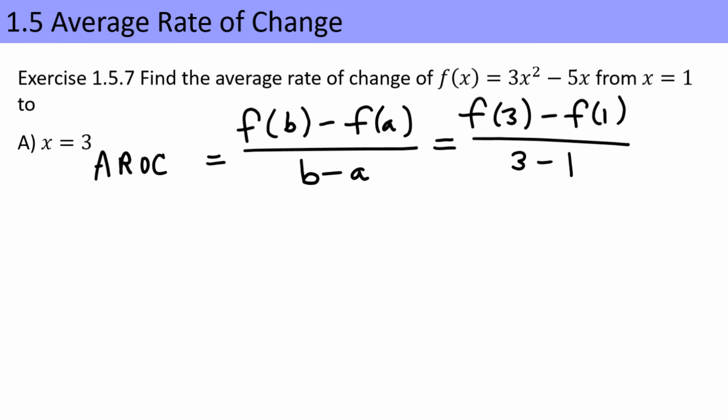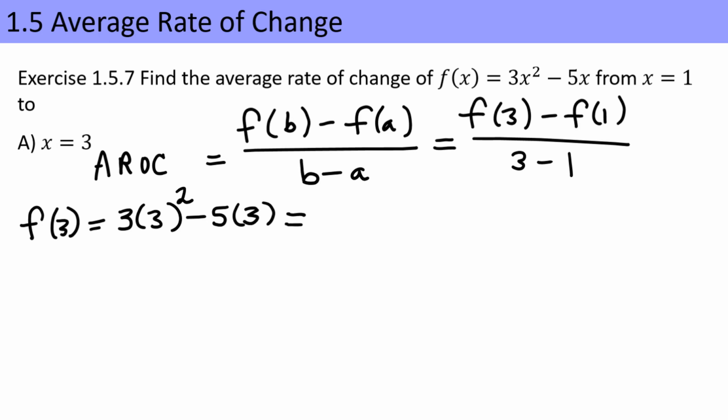Now let's find the specific function values. For f of 3, we'll have 3 times, and for the place of x, 3 squared minus 5 times, and for the place of x, 3. When this is computed, we will get 3 times 3 times 3, which is 27 minus 15, and that's equal to 12. Let's find the function value at x equals 1.